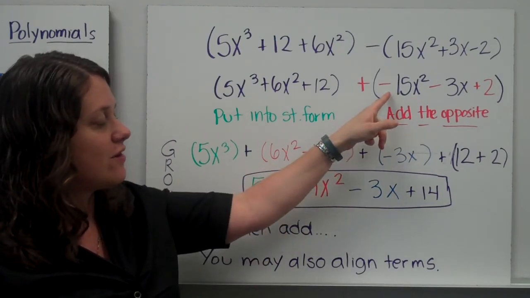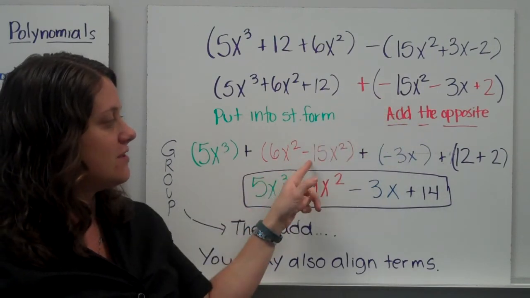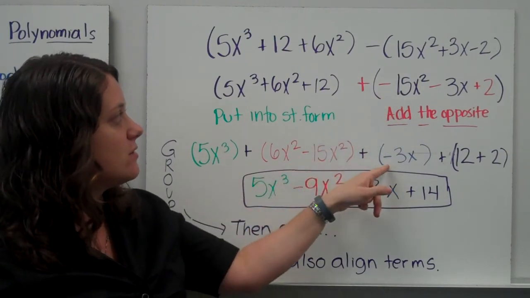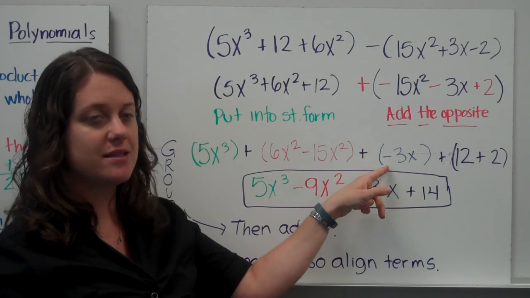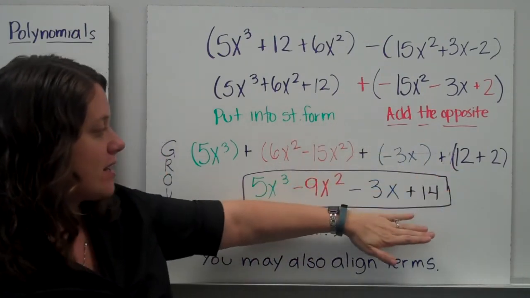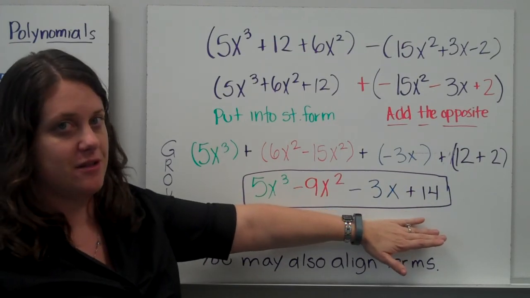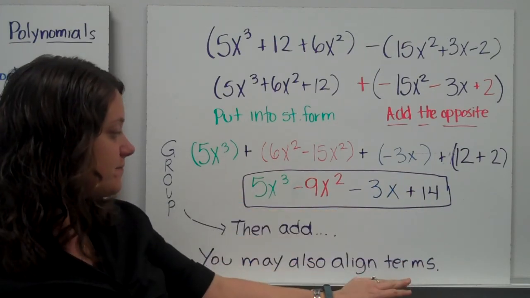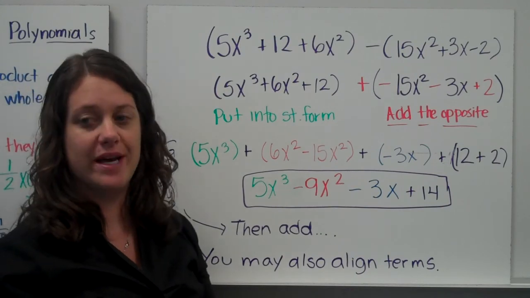Notice I took the sign in front of it, so it was a minus 15x squared. There was only one x, the negative 3x. And then I combined together the 12 and the 2, and when I combined them all, that was my final answer. And again, you can also align the terms if you like that method better.